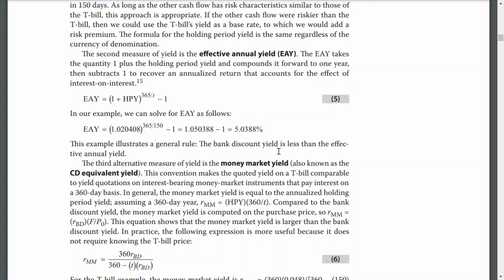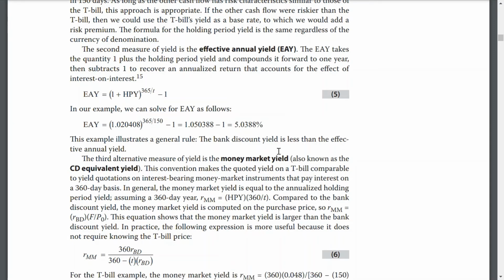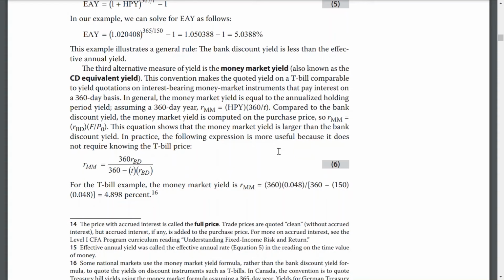The third alternative measure of yield is the money market yield, also known as the CD equivalent yield. This convention makes the quoted yield on a T-bill comparable to the yield quotations on interest-bearing money market instruments that pay interest on a 360-day basis. In general, the money market yield is equal to the annualized holding period yield, assuming a 360-day year. RMM is equal to HPY multiplied by 360 divided by T.